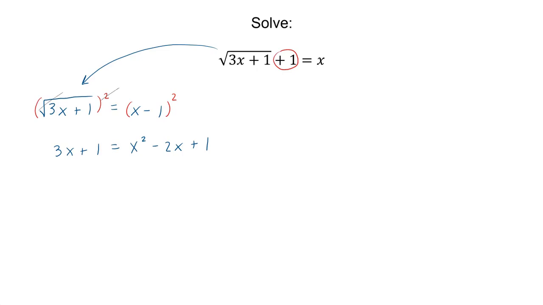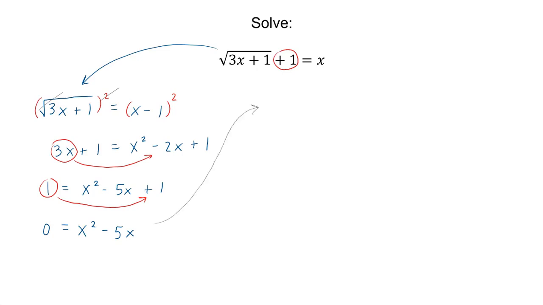This is a quadratic equation because the highest exponent we see on our variable is a 2. We can solve quadratic equations by factoring. So let's start by subtracting 3x from both sides of the equation. That gives us 1 on the left side and x squared minus 5x plus 1 on the right. Now let's subtract 1 from both sides to move the term of 1 on the left to the right side. That gives us 0 equals x squared minus 5x. Now we're ready to solve this equation by factoring.